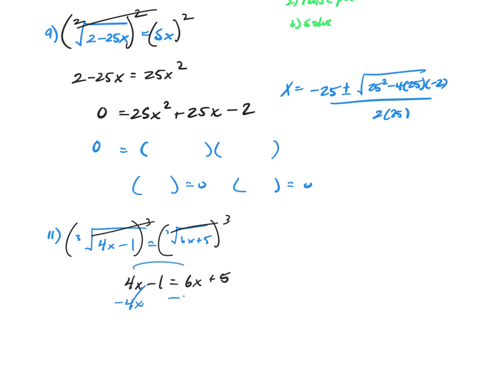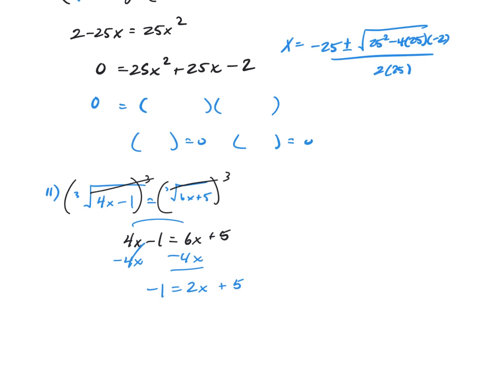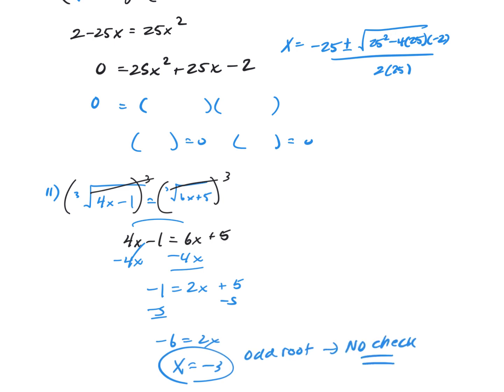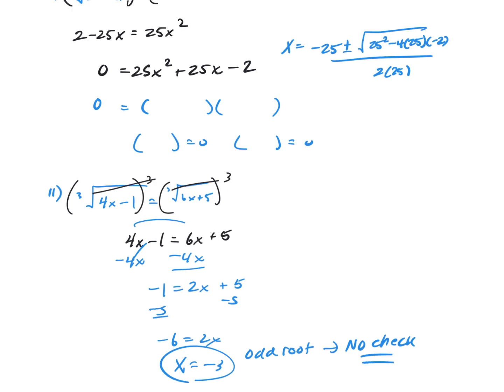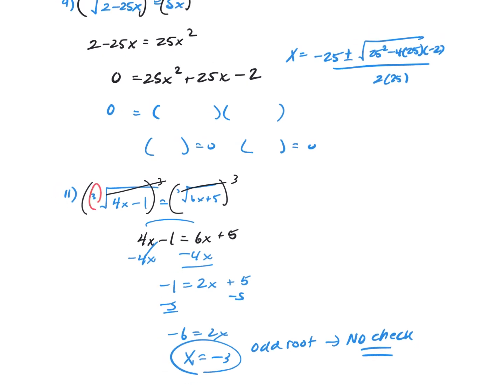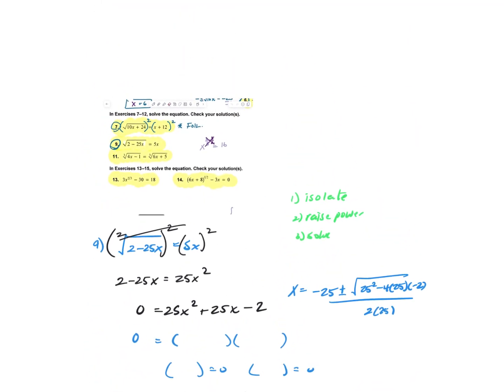So we get negative 1 equals 2x plus 5. And then I'm going to bring over the 5. So you get negative 6 is 2x, x equals negative 3. If it's an odd root, we do not need to check it. Your answer is your answer, but if you want to check it, just to see that you get the correct answer, it should work itself out just fine. Okay, so whatever the root is, that's the power you're going to raise it to.